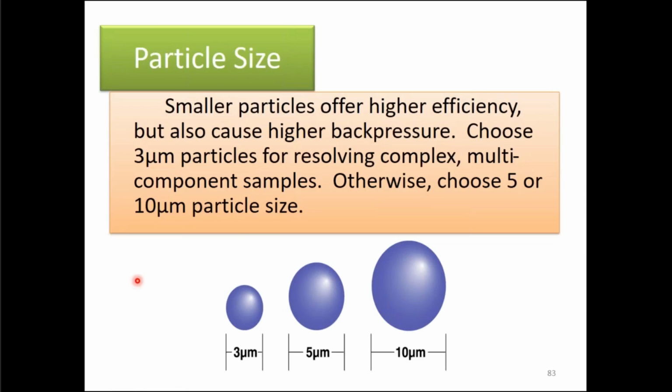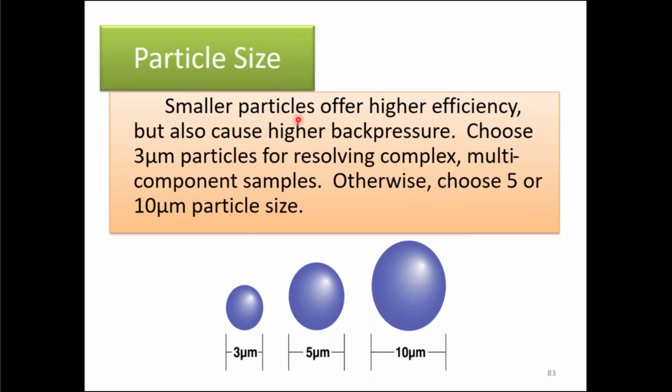Next, we see the particle size. Another parameter is the particle size. Smaller particle size offers higher efficiency, but also causes higher back pressure. Choose 3 micrometer particles for resolving complex multi-component samples. Otherwise, choose 5 or 10 micrometer particle size. Something related here: if this is 10, half the size is 5, and a little over half the size is 3 micrometers.